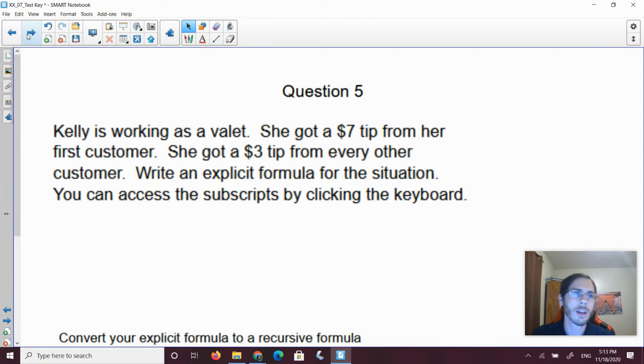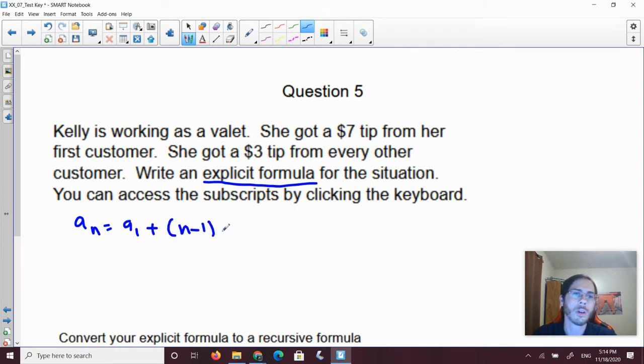All right, for 5, it says Kelly's working as a valet. She got a $7 tip from her first customer and a $3 tip from every customer afterwards. We have to write an explicit formula for the situation. So we have to remember the explicit formula. That formula is a sub n equals a sub 1 plus n minus 1 times d.